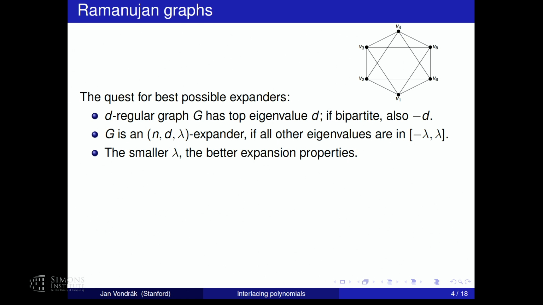So let's call G an (n, d, lambda) expander if it has n vertices, it's d-regular, and all the eigenvalues except the d and possibly minus d are in the interval minus lambda to lambda. So the smaller we make lambda, the better expander we get. So what is the best lambda that you can hope for?